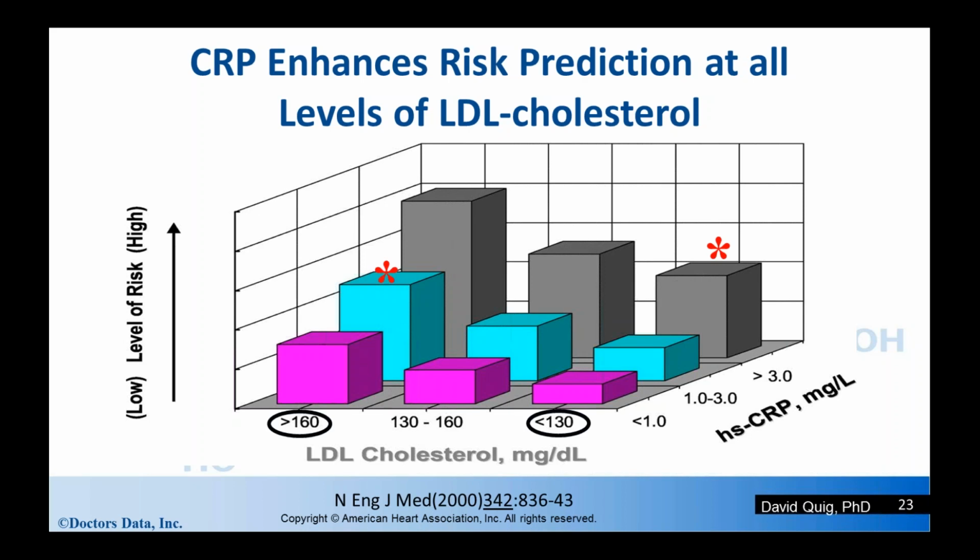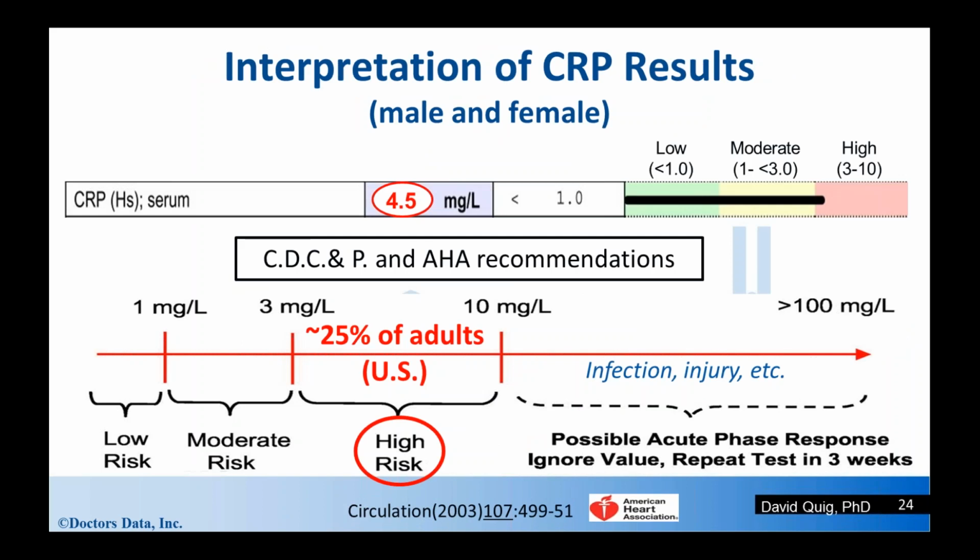cardiovascular disease. In fact, we see a similar level of risk with low levels of LDL cholesterol and high levels of CRP, nearly equivalent to that of high levels of LDL and moderate levels of CRP. And then at the very top here, the big gray bar represents the risk associated with our patient who had very high LDL cholesterol and elevated CRP. So here is the level of CRP in our patient, 4.5, which is in the high range.